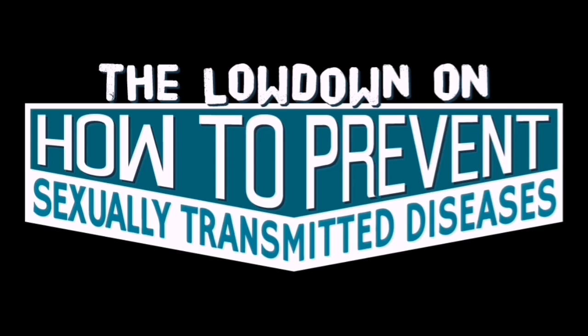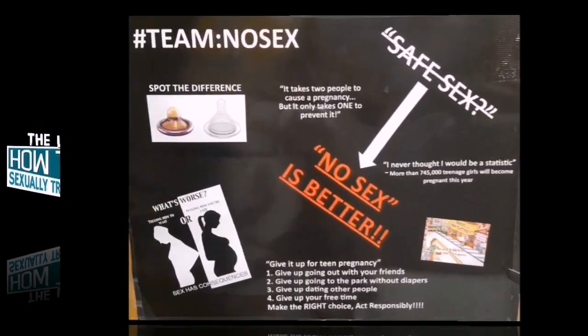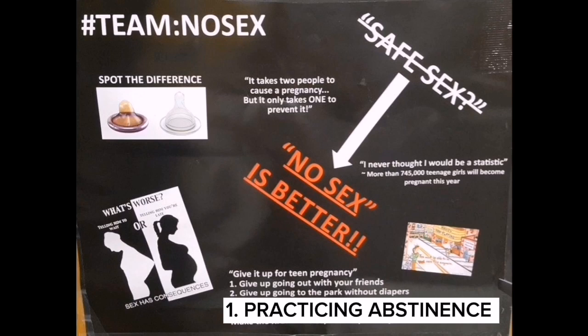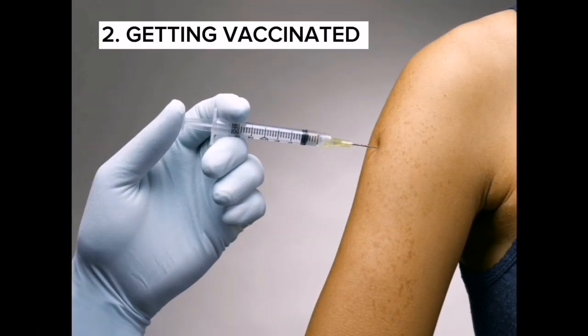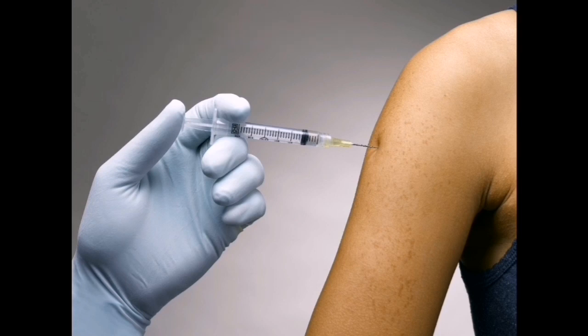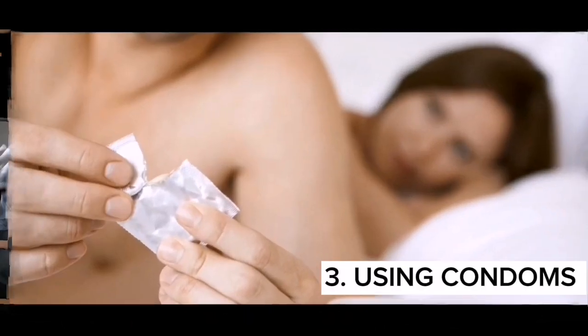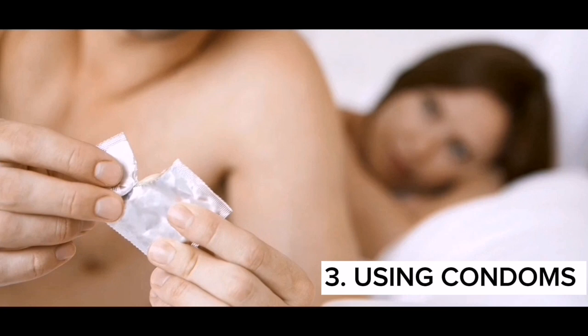The lowdown on how to prevent sexually transmitted diseases. 1. Practicing abstinence. The most reliable way to avoid infection is to not have sex. 2. Getting vaccinated. Vaccines are safe, effective, and recommended ways to prevent hepatitis B and HPV. 3. Using condoms. Using a condom correctly every time you have sex can help you avoid STDs. Condoms lessen the risk of infection for all STDs.